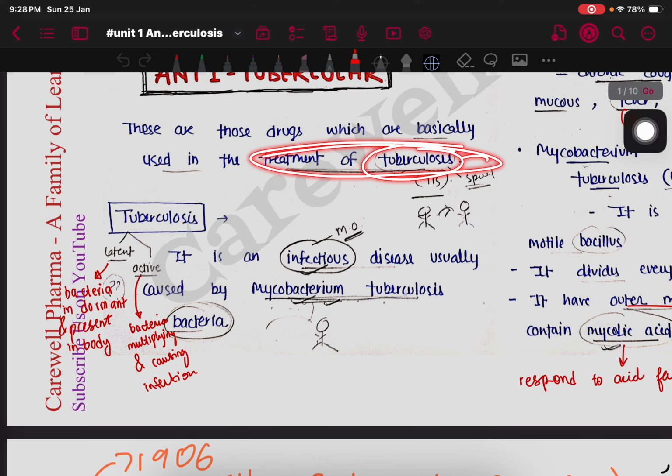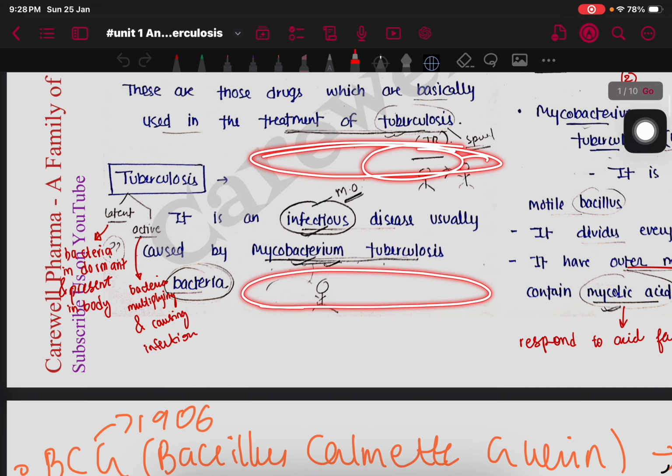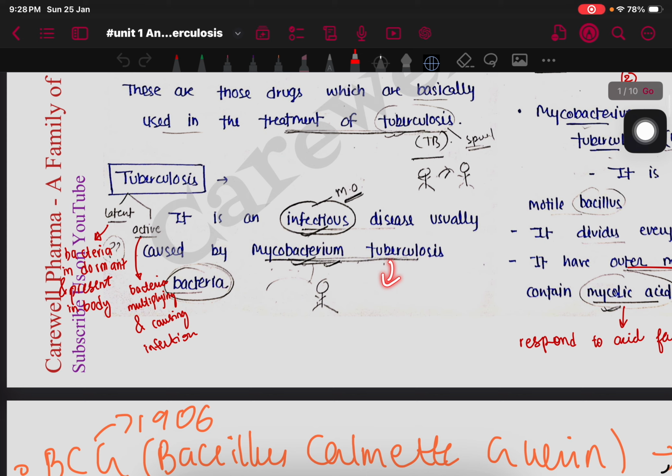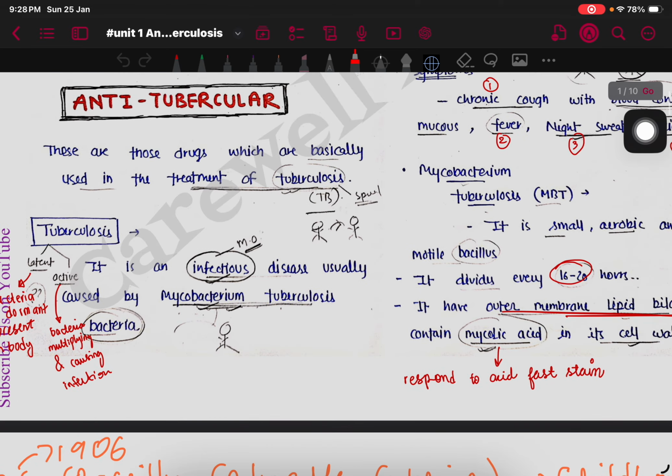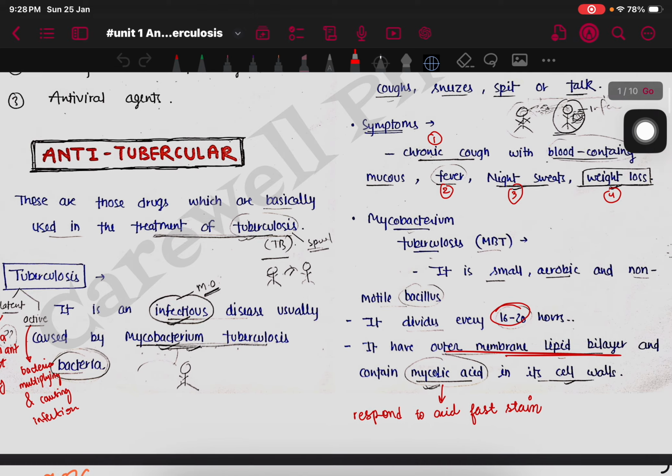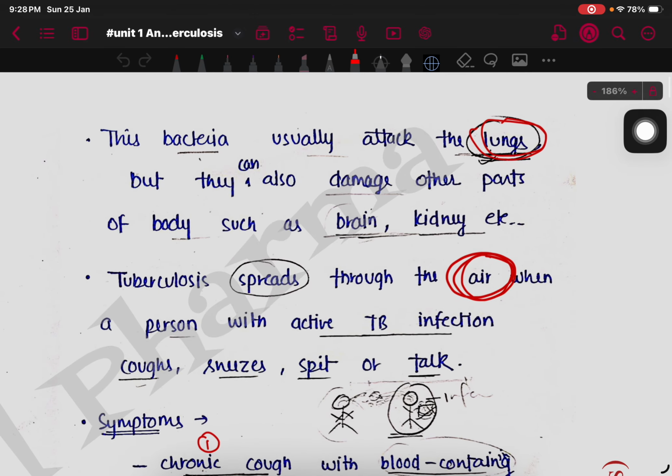Tuberculosis is caused by Mycobacterium tuberculosis, which is a transition between fungi and bacteria. Tuberculosis has two types: latent and active. Latent means the bacteria is present in the body but in a dormant state, not active and not multiplying. In the active state, the dormant mycobacterium is converted into active form and starts multiplying and causing the infection, and it may spread to other organs also. It is an infectious disease caused by Mycobacterium tuberculosis.